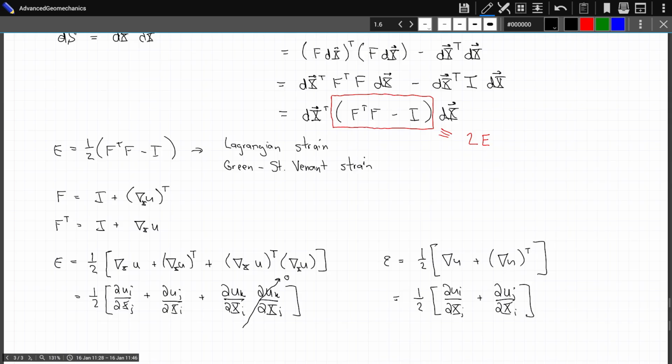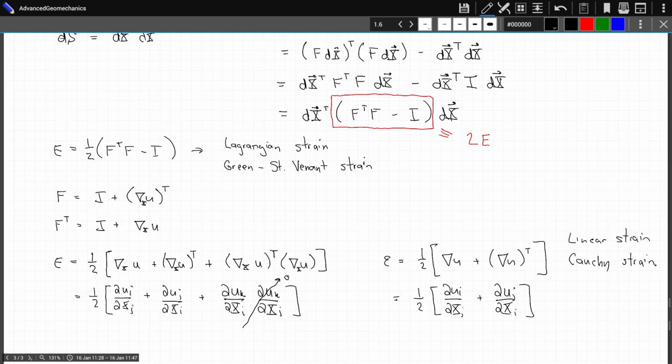So because of that, when we define the large strain, the finite strain, the Lagrangian strain, we put the 2 there so that it has a consistent definition with the small strain, or the linearized strain. Right? That's where the 2 comes from. So we call this the linear strain. Sometimes this is also known as the Cauchy strain.